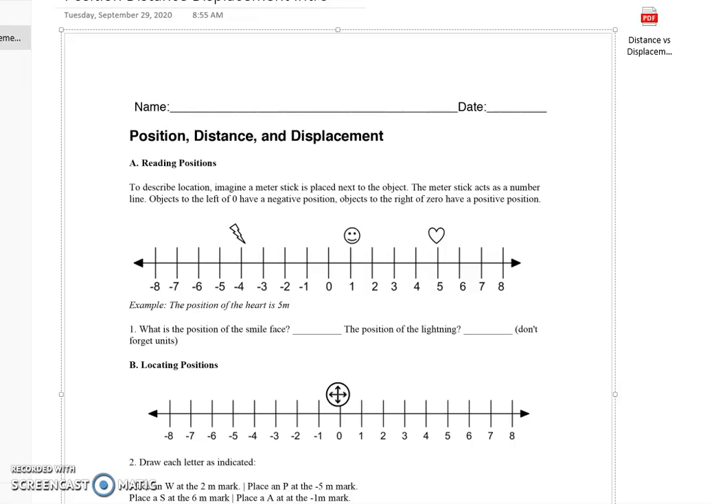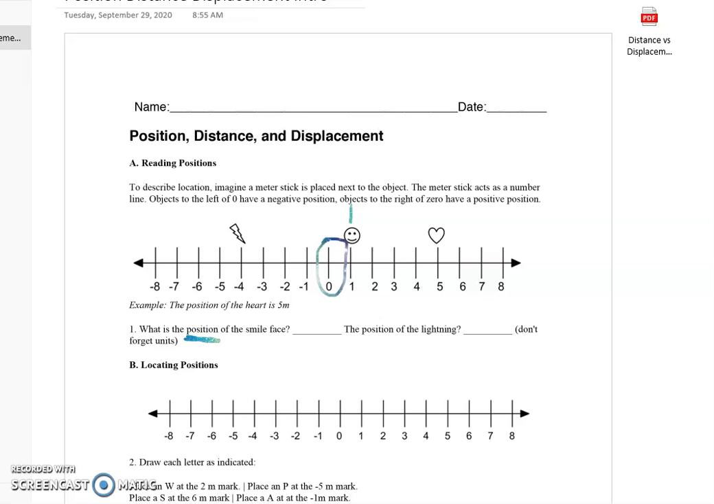So it says, what is the position of the smiley face? Keep in mind that position here just means what is its location. Something that we did not go over in the notes is that position does want you to identify the direction that something is located from the origin. The origin is here at 0, and a positive or a negative signifies direction.